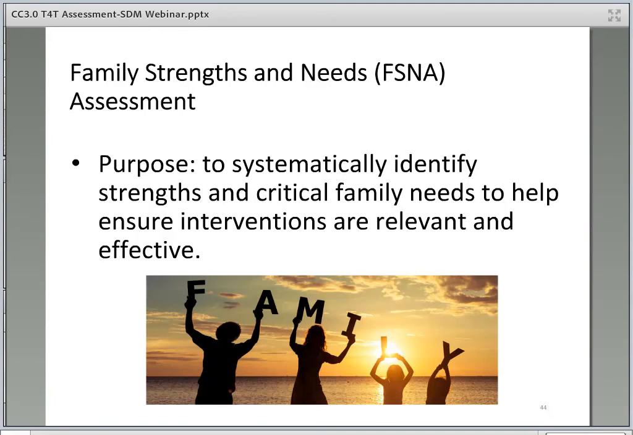The Family Strengths and Needs Assessment Tool, or the FSNA, helps workers identify the strengths and needs of the family to inform the development of effective, relevant, and culturally appropriate interventions. This tool requires the gathering of information from all family members, collateral, and a review of records, and should be completed with the family whenever possible.